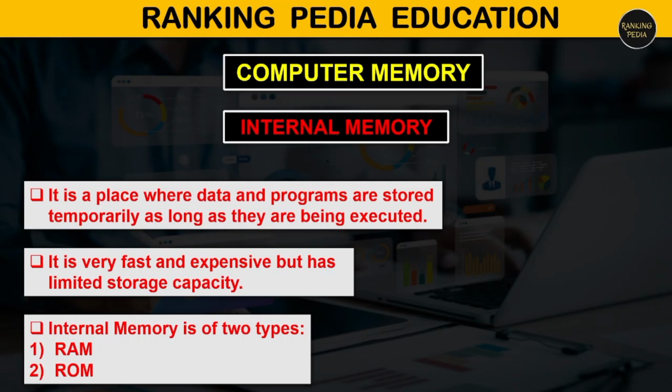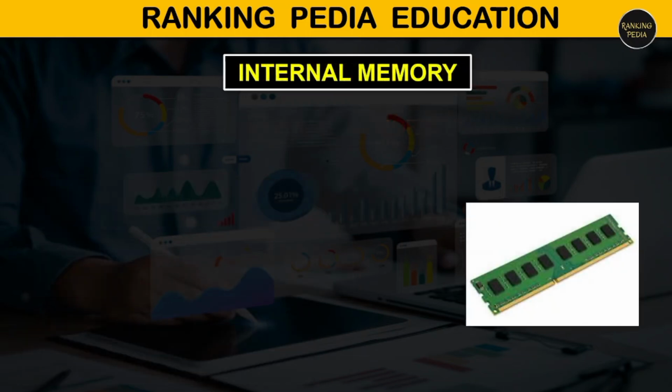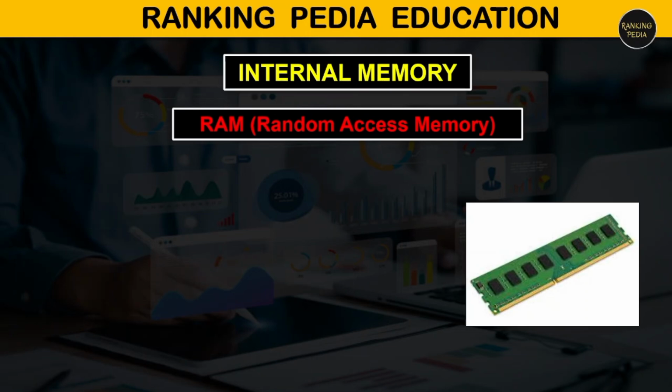Primary memory is a place where data and programs are stored temporarily. So internal memory is also a primary memory. Now the next point is, we will discuss internal memory types, that is RAM and ROM. This is how a RAM looks like. RAM, full form is random access memory.